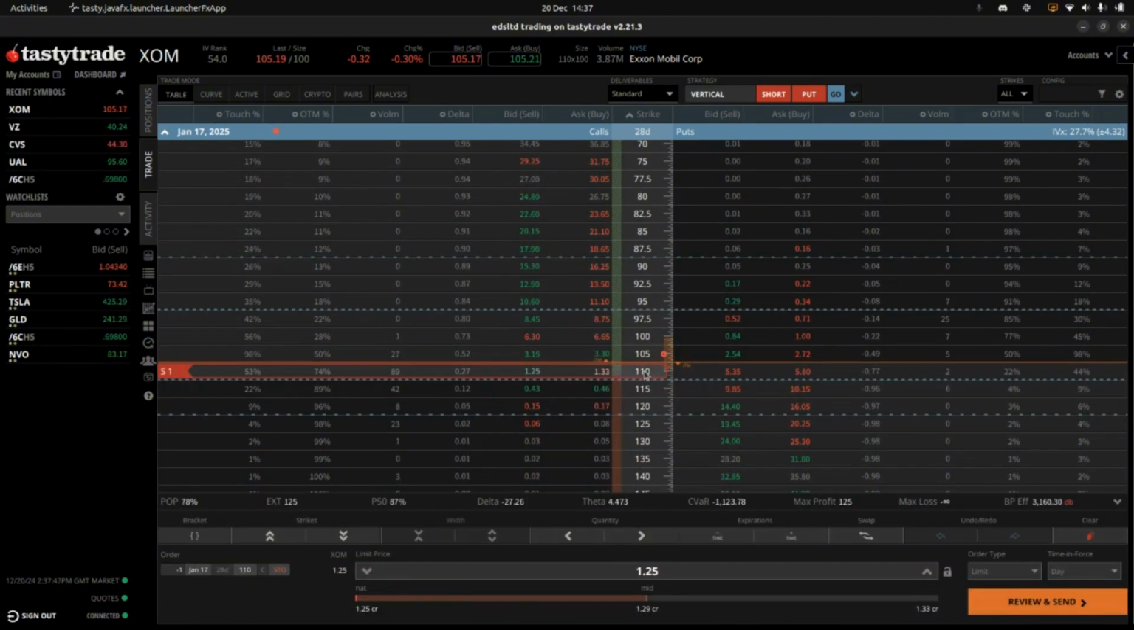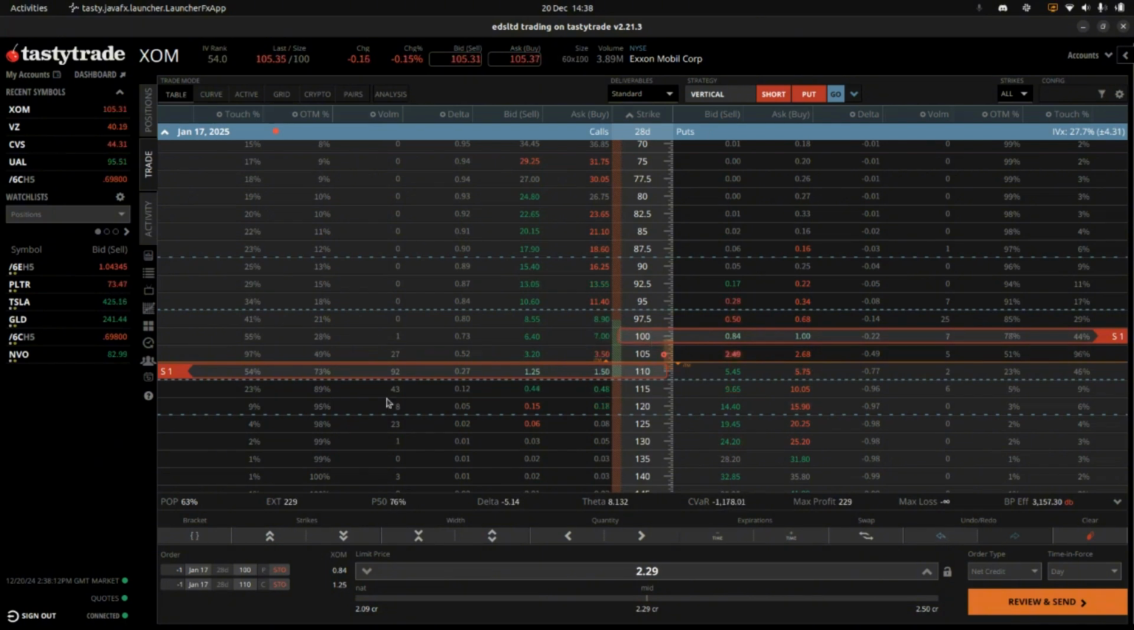We're at the 110 strike, which is just outside of the expected move here, which is still perfectly acceptable. And then we want to do the same thing on the put side. We have a bit more selection on the put side, so we'll go with the 22 delta at the 100 strike. So we've basically created a range here for ourselves between 100 and 110.